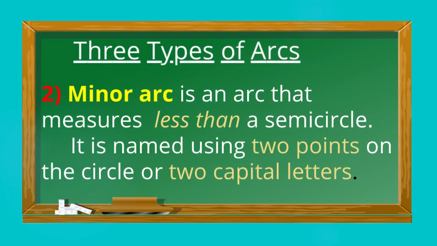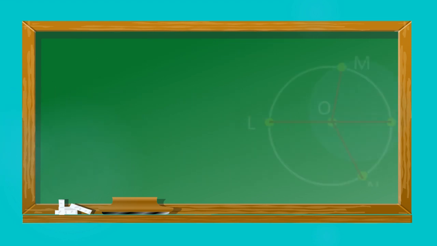Next, number 2, we have the minor arc. It is an arc that measures less than a semicircle. It is named using 2 points on the circle or two capital letters. Again, it is named using 2 points or two capital letters, and the measure is less than a semicircle.